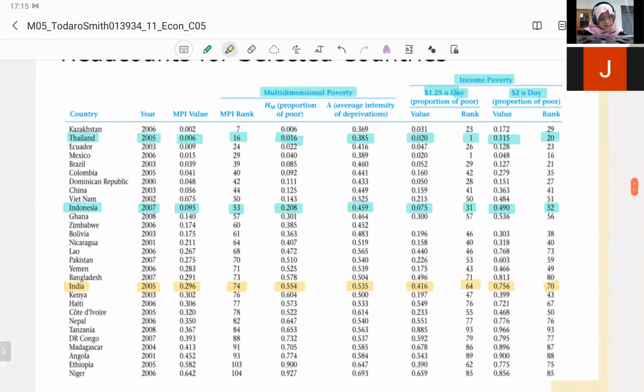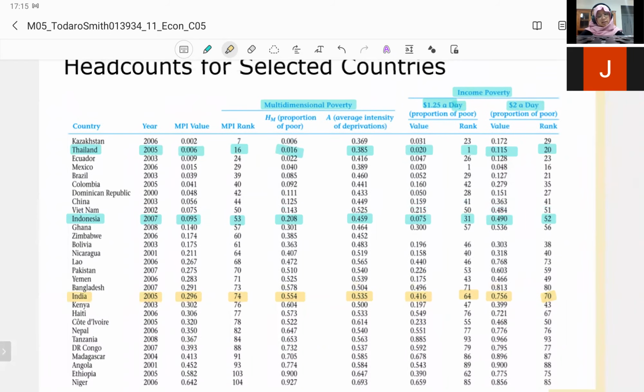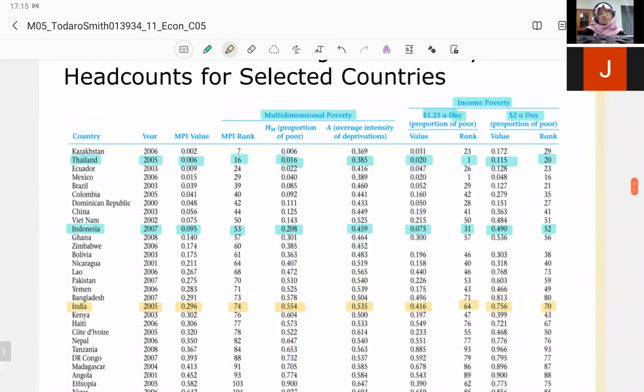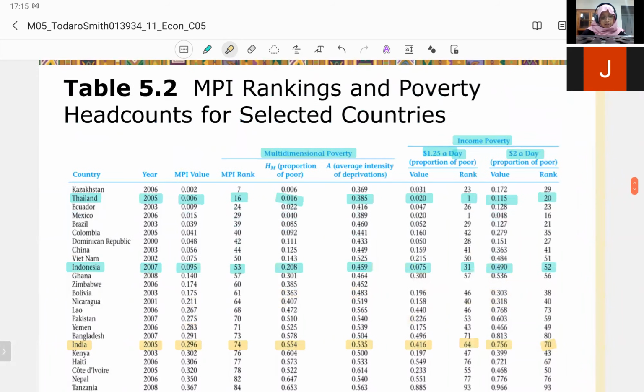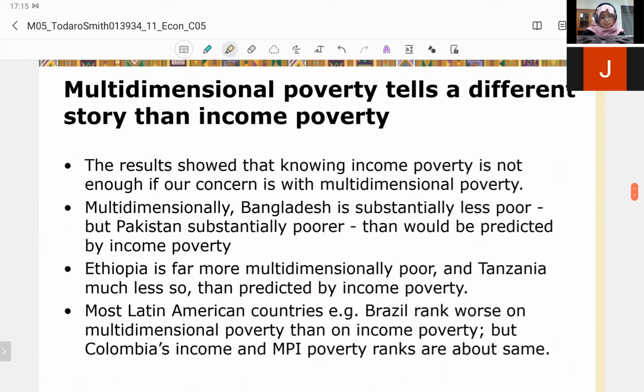Okay. So Thailand is better than us, but India is worse than us in terms of inequality, in terms of MPI value here, and then multi-dimensional poverty. So multi-dimensional poverty tells us a different story than income poverty. So the results showed that knowing income poverty is not enough.